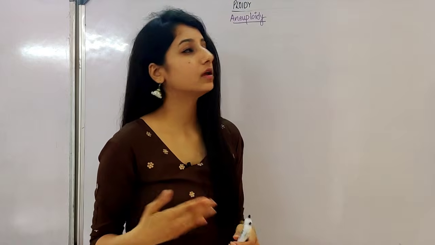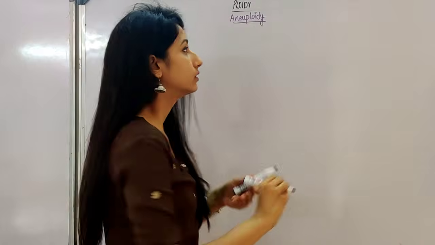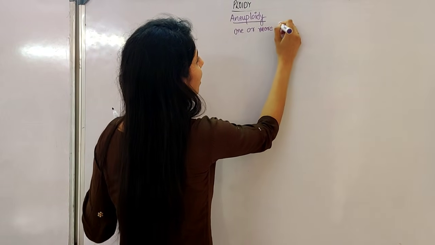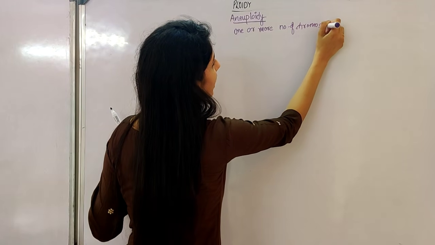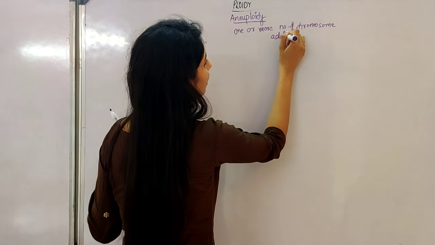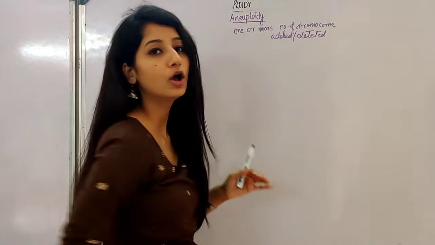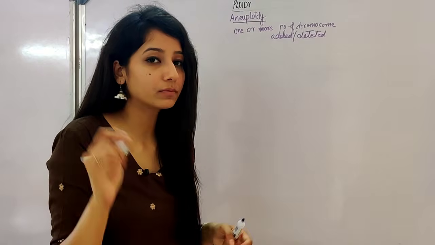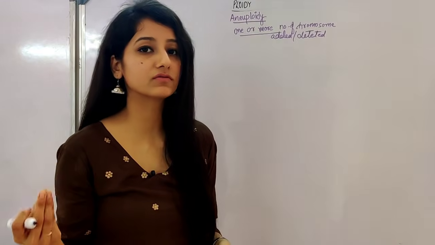Now let's further see about aneuploidy. So what happens in aneuploidy? One or more chromosomes are added or deleted. Either of the things can occur in aneuploidy. But in aneuploidy, a whole set will not be added or deleted. Only one or more chromosomes will be added or deleted.